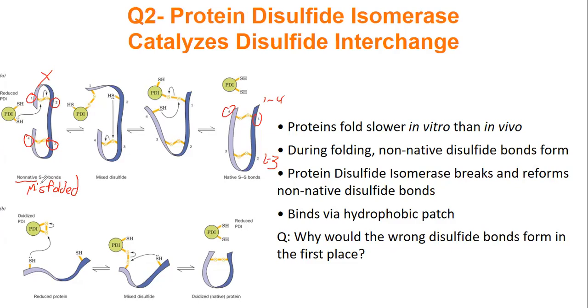So this protein is called PDI, or protein disulfide isomerase. And what PDI does is that it will bind to a protein that has the wrong disulfide bonds. It will break those disulfide bonds and it will bind itself to the protein.